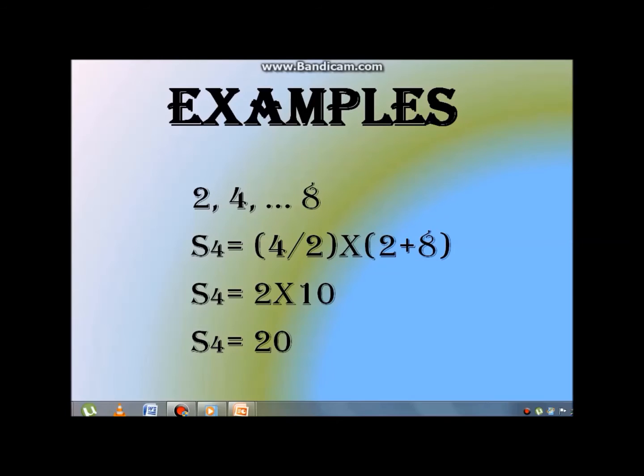Here we have a given sequence: 2, 4, up to 8. As you can see, it has a common difference of 2. By using the formula given earlier, we have S sub 4 is equal to 4 divided by 2 times the quantity of 2 plus 8. By solving the operations found in the parentheses, we have S sub 4 is equal to 2 times 10, and simplifying, we have S sub 4 is equal to 20, which is our final answer.